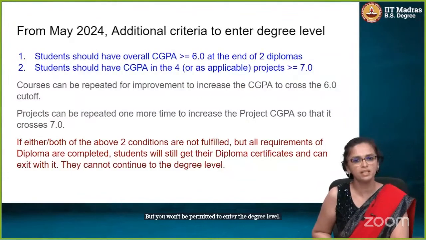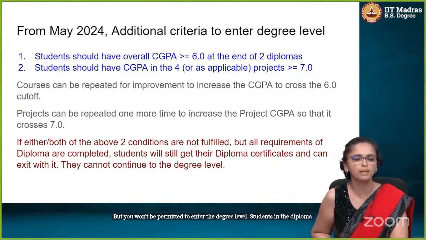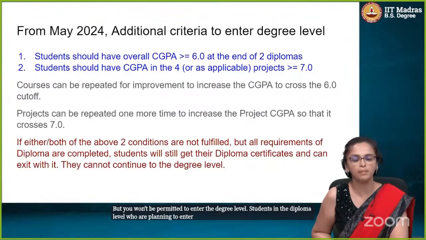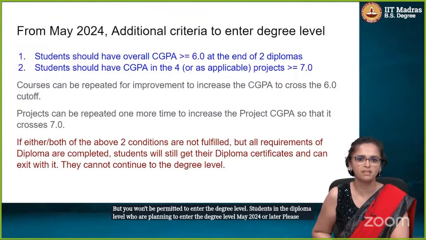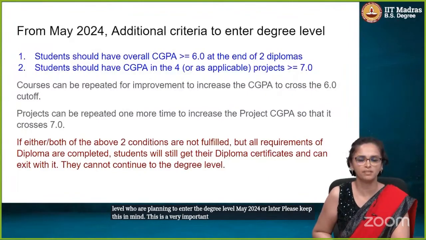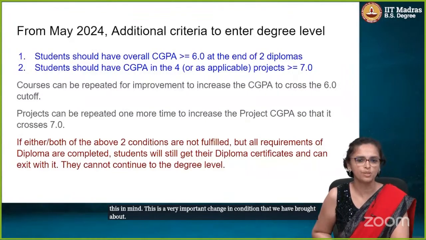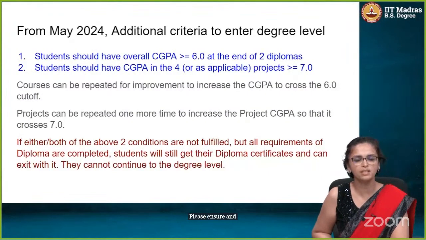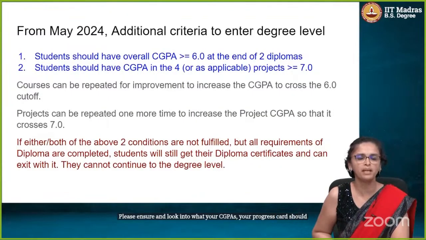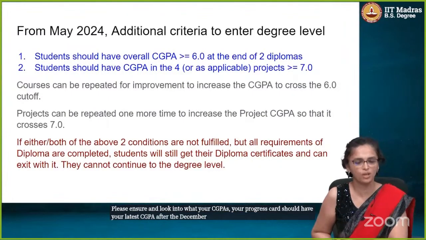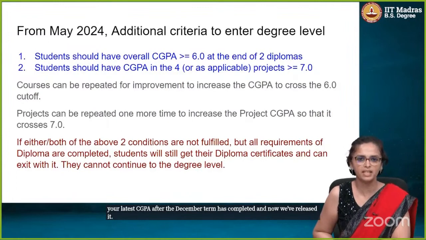So, students in the diploma level who are planning to enter the degree level May 2024 or later, please keep this in mind. This is a very important change in condition that we have brought about. Please ensure and look into what your CGPA is. Your progress card should have your latest CGPA after the December term has completed and now we've released it. It should have the latest CGPA in it.